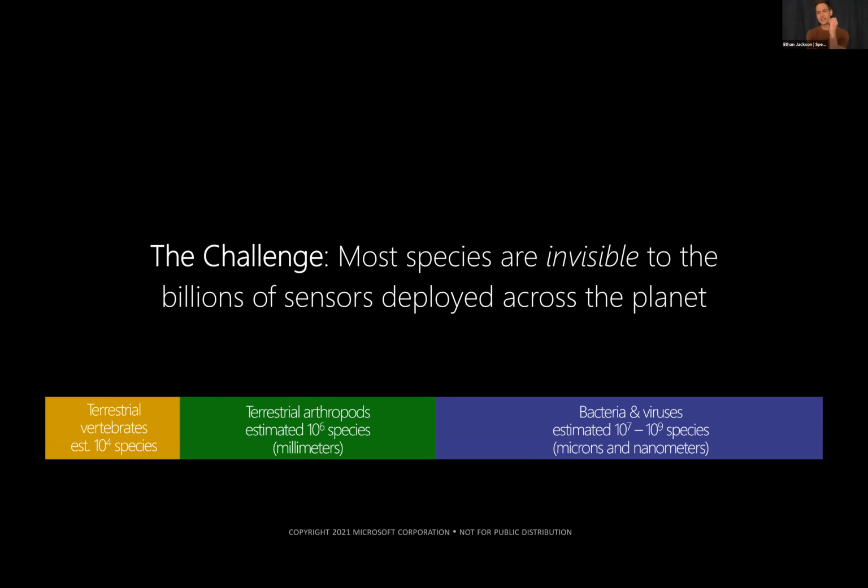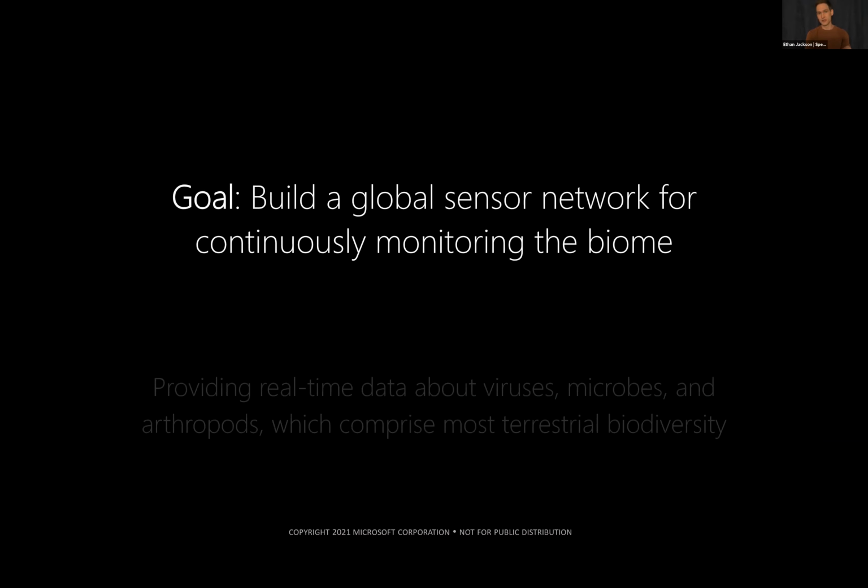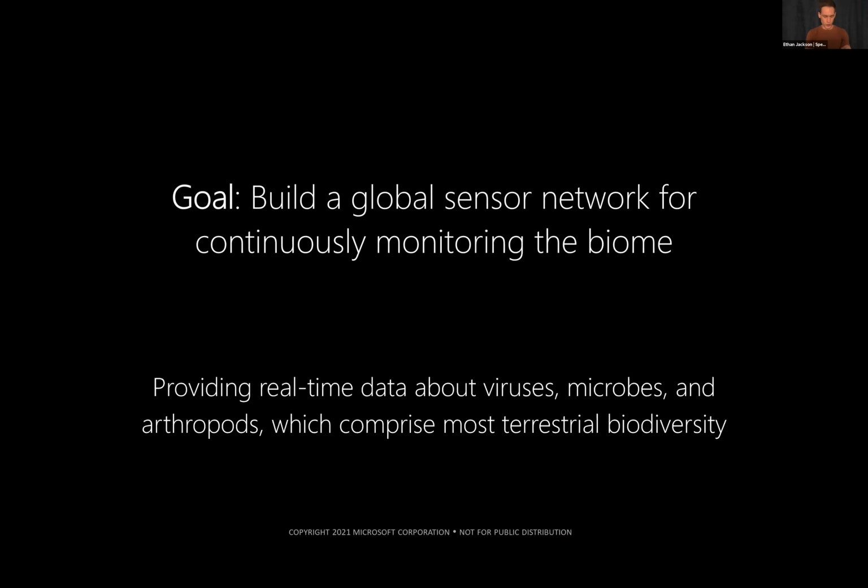So this is basically the engineering challenge. How do you build a sensor network that is able to see the movement of these things in the environment? That is the goal of Microsoft Premonition: to reflect on what technologies are available, and what technologies need to be built and combined, so that we can continuously monitor the biome. Our focus is on providing real-time data about viruses, microbes, and arthropods, because that comprises most biodiversity.